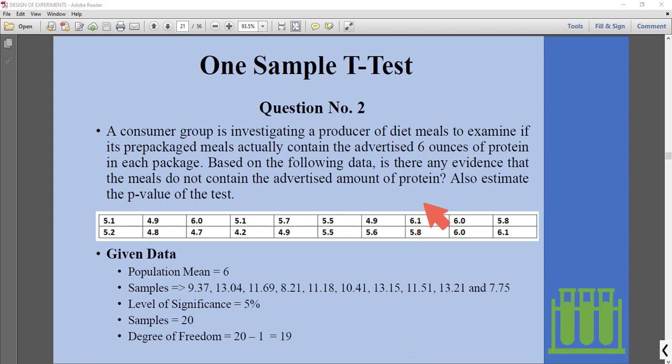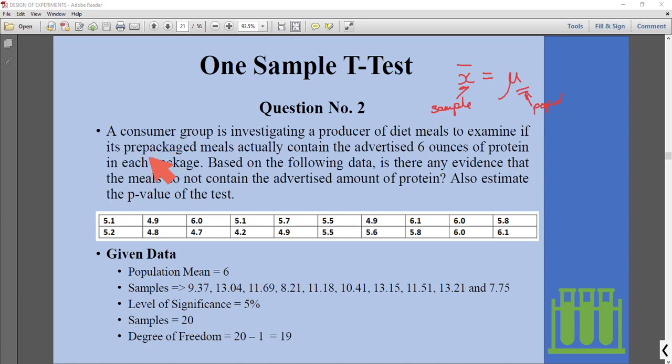So this is the second question on one sample t-test that we will be solving. As you know, what is one sample t-test? In one sample t-test, we are comparing that the mean of the sample is equal to the mean of the population. This is the mean of the population and this is the mean of the sample. We have to compare that the mean of the sample is equal to the mean of the population.